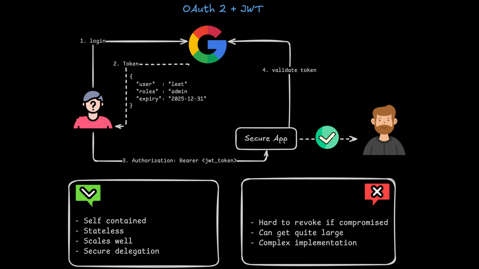For example, you log into Spotify using your Google account, Google authenticates you, and Spotify just gets a secure token. The pros of this method are that it's self-contained, stateless, it scales really well, and there is secure delegation. The cons, on the other hand, is that it's hard to revoke JWT tokens if compromised. These tokens can also get quite large if there are a lot of claims added to them, and the implementation is quite complex. OAuth2 and JWT tokens are well suited for REST APIs, social logins, and third-party integrations.